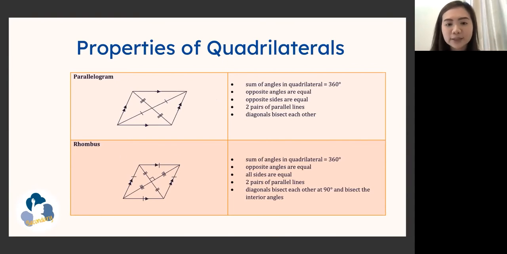For a rhombus, it behaves like a flattened square. So that is why the diagonals also bisect at 90 degrees, just like in a square, because it takes on some of the characteristics of a square.